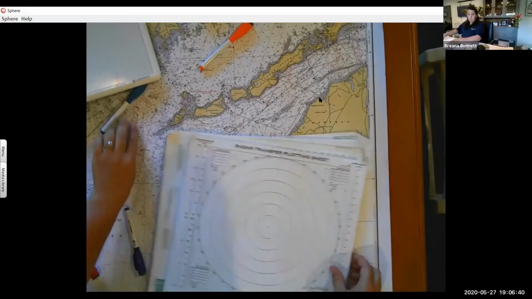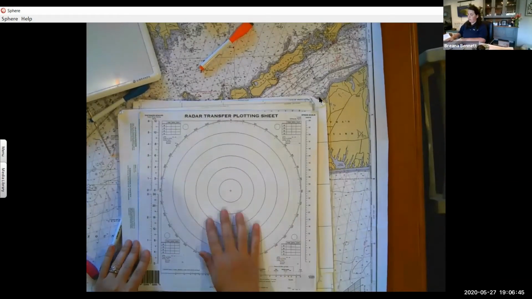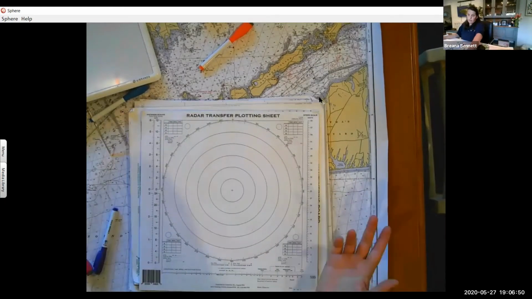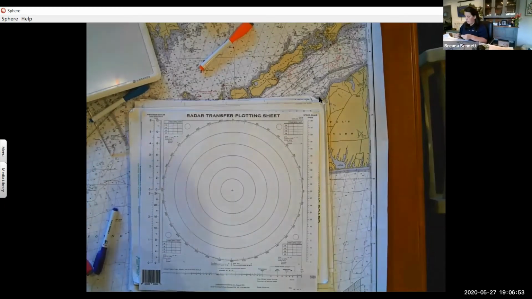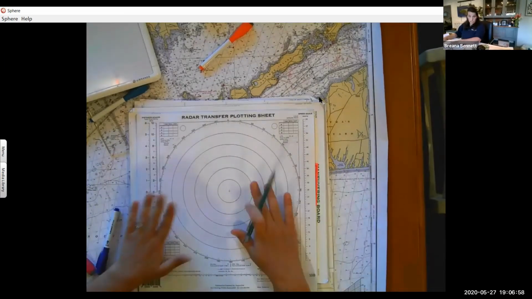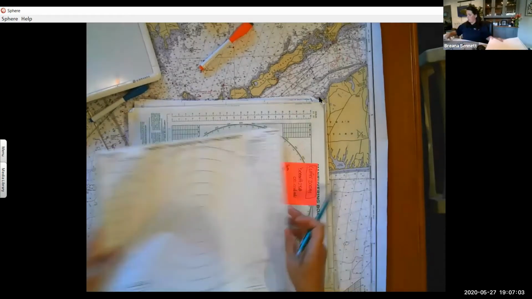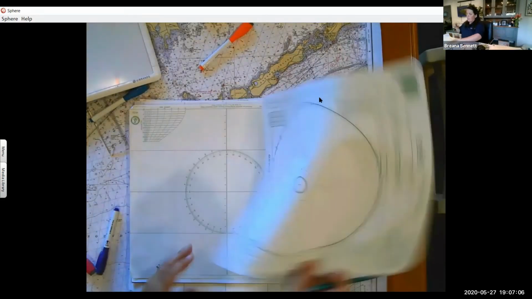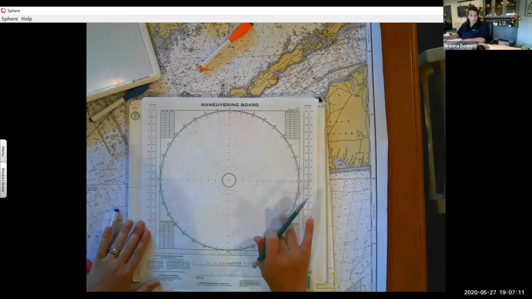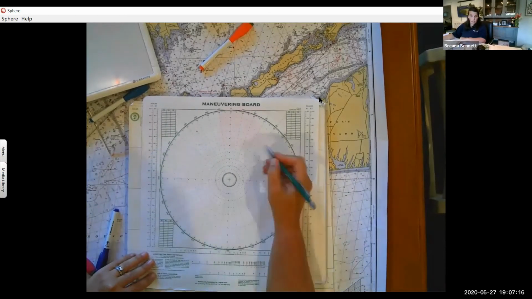I have a couple examples here. This is what they call a radar transfer plotting sheet. I know we sell these in the store. Again, we weren't prepared to have them for you guys, but that's my bad. So I'm going to show you some practice ones on the radar plotting sheet. You can also do them on a maneuvering board. I think I sent you a PDF of a maneuvering board, so you could print those out and use those.